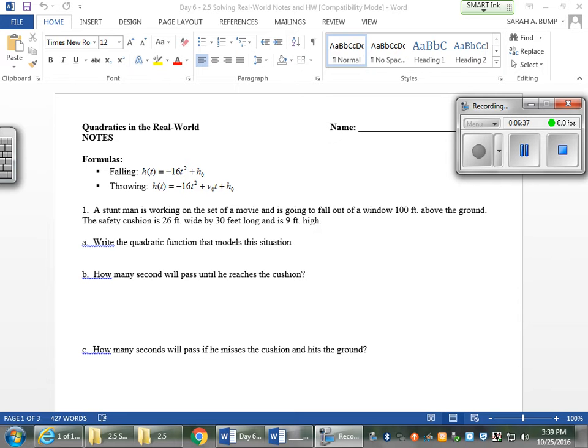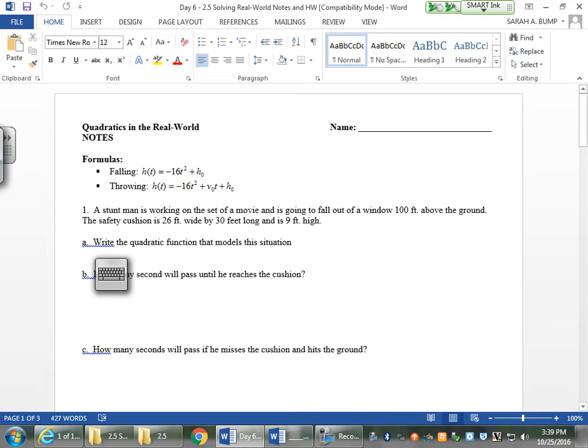All right, let's try this again. So in both of these formulas, they have some common variables that represent the same thing. In both equations, h of t is representing the height of the object, either as it's falling or as it's being thrown. So that height can change over time, which is what the t variable is. It's going to be the time in seconds.